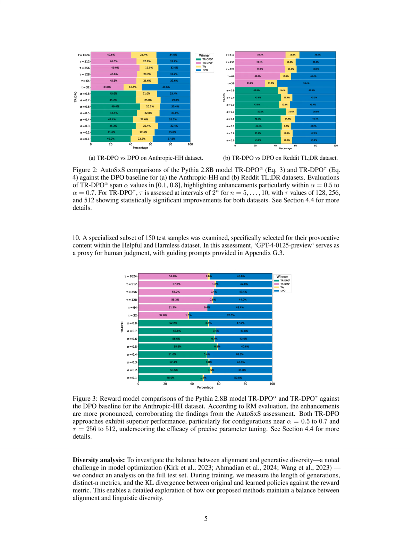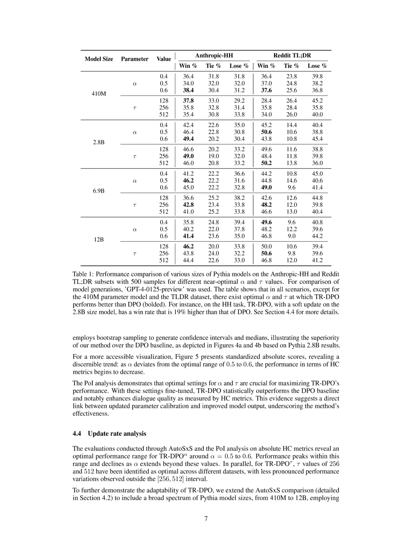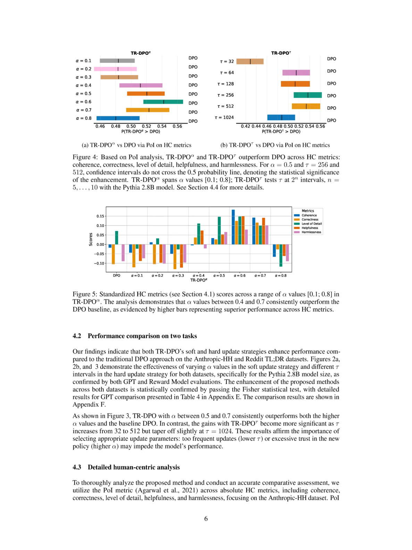5. TR-DPO with alpha values between 0.5 and 0.7 consistently outperformed higher alpha values and the baseline DPO, while gains with TR-DPO-tau became more significant as tau increased from 32 to 512. 6. The POI metric analysis across absolute human-centric metrics confirmed that TR-DPO statistically outperformed the DPO baseline, enhancing dialogue quality as measured by coherence, correctness, level of detail, helpfulness, and harmlessness.